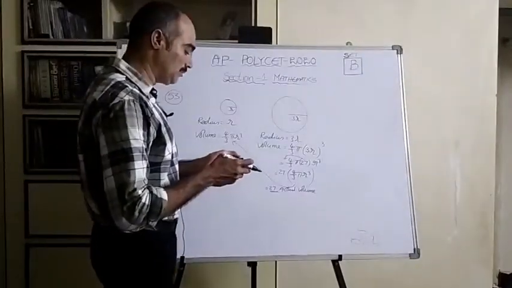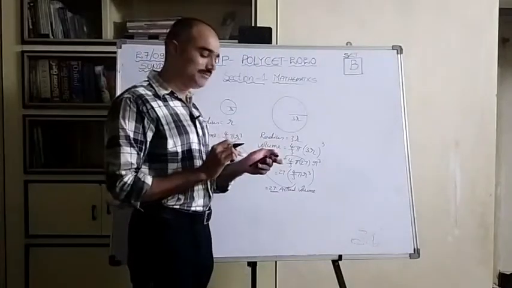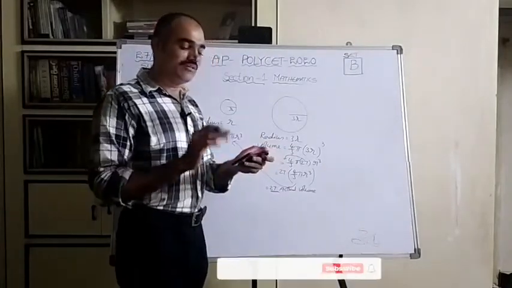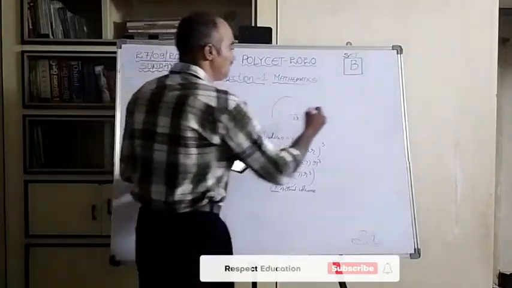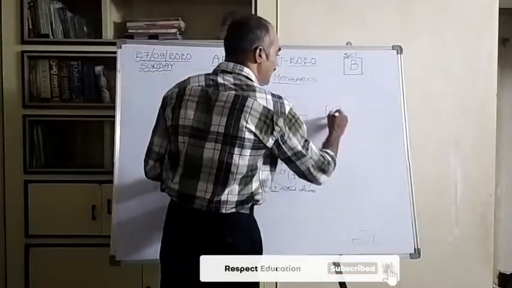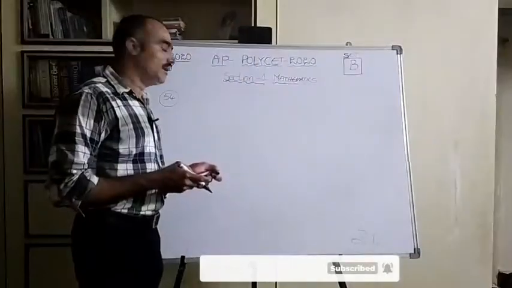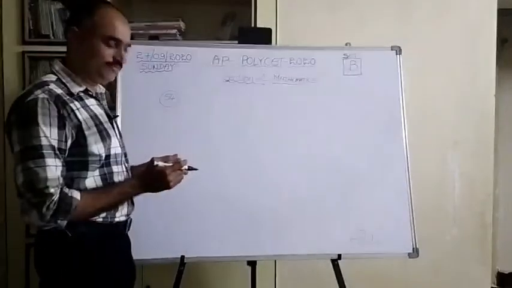So here see the options. First one is 27 times, second one 9 times, third one 1 by 3 times, and fourth one is double. So for this question 53, option 1 is the right one. Now let us see next question, that is question number 54.